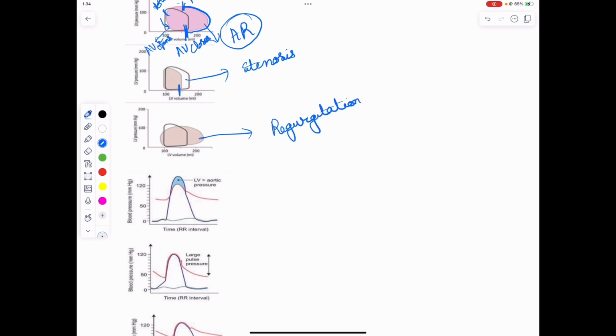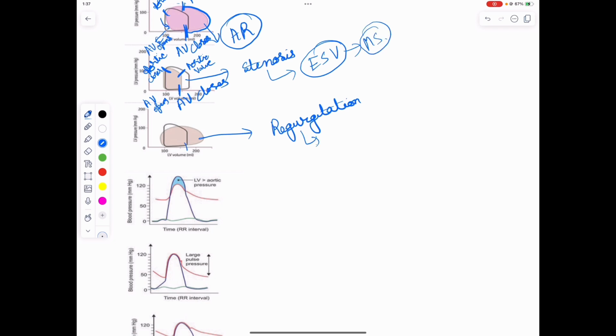Now what happens in stenosis? Here the atrioventricular valve closes, and then there is an increase in the left ventricular pressure because of isovolumetric contraction, and here the aortic valve opens. When the aortic valve closes, we look at the end systolic volume. What is the end systolic volume here? The end systolic volume is lesser. That means the left ventricle is not filling fully. That is, we are dealing with mitral stenosis.